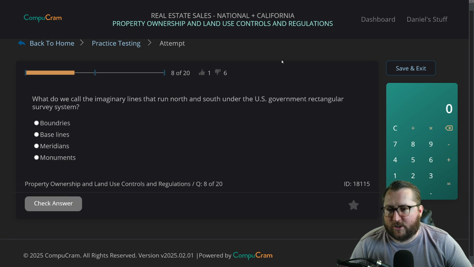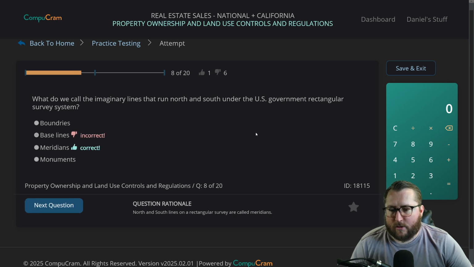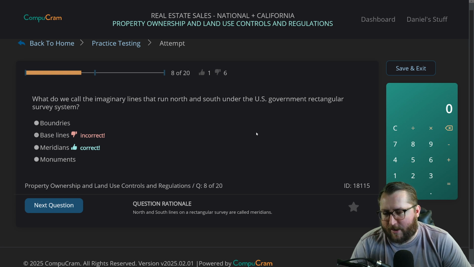What do we call the imaginary lines that run north and south under the U.S. government rectangular survey system? A. Boundaries. B. Baselines. C. Meridians. D. Monuments. Not monuments. Boundaries. I want to say baselines. Meridians. Okay. North and south lines on a rectangular survey are called meridians. What are, comment below, what are east and west?